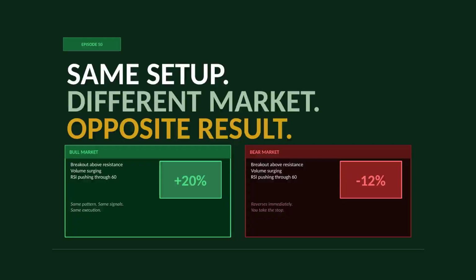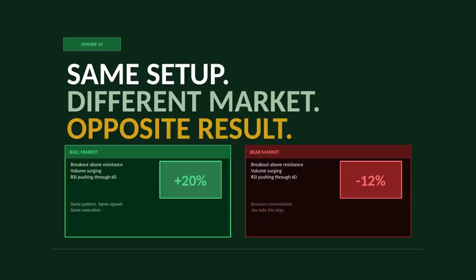It runs 15, 20, sometimes 30%. In a bear market, this exact same setup fails. It reverses immediately. You take a stop, the stock continues lower. Same pattern, same signals, same execution, completely different outcome.